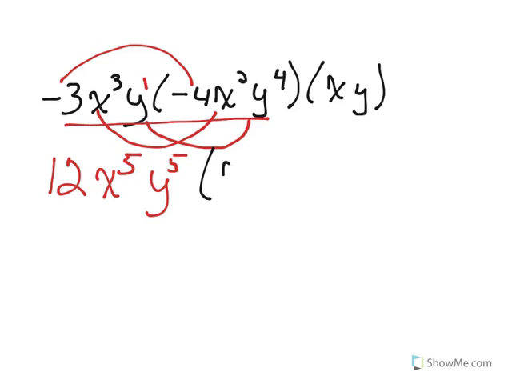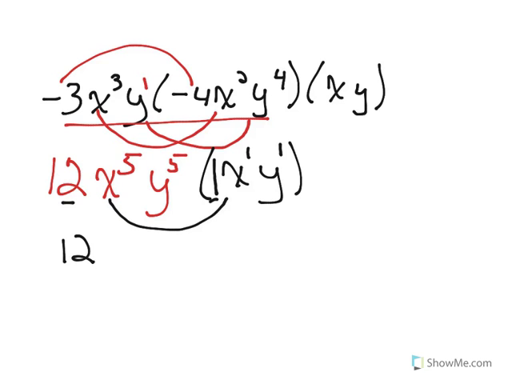Now multiply by the remaining term, xy. The coefficient on xy is a 1. Remember, when there's no number listed, it's a 1. Same with those exponents. So here, 12 times 1 is 12. X to the fifth times x to the first, again, add those exponents, gives us x to the sixth. And y to the fifth times y to the first is y to the sixth. Final answer, 12x to the sixth power, y to the sixth power.